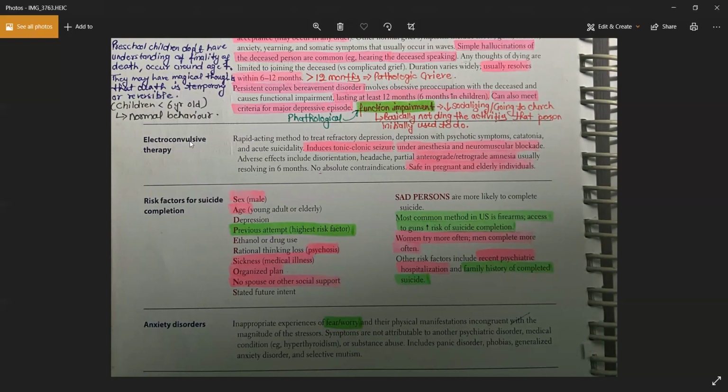In that case, you give the patient a shock in the brain, and that shock induces tonic-clonic seizures under anesthesia. Because they are under anesthesia, the patient does not have any movement. They will have the neuronal firings, but no movement. A neuromuscular blockade will be given, anesthesia will be given, and then you will induce the tonic-clonic seizures. After this therapy, the patient will feel very light and very happy, and all the symptoms will be gone. So this is electroconvulsive therapy.